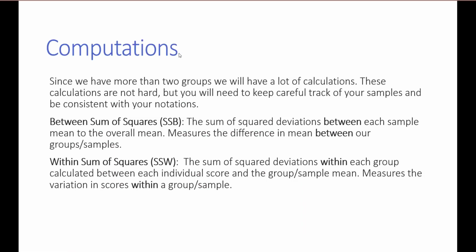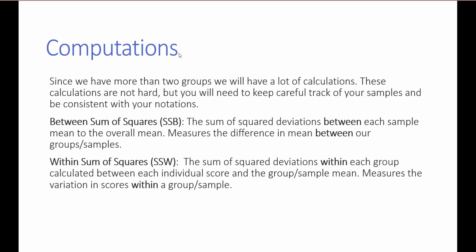Since we have more than two groups, we will have a lot of calculations. These calculations are not hard, but you will need to keep careful track of your samples and be consistent with your notations. There's two main calculations we're going to need to make. The first is between sum of squares, or SSB, and this is the sum of squared deviations between each sample mean compared to the overall mean, and it's going to measure the difference in mean between our groups and the overall sample.